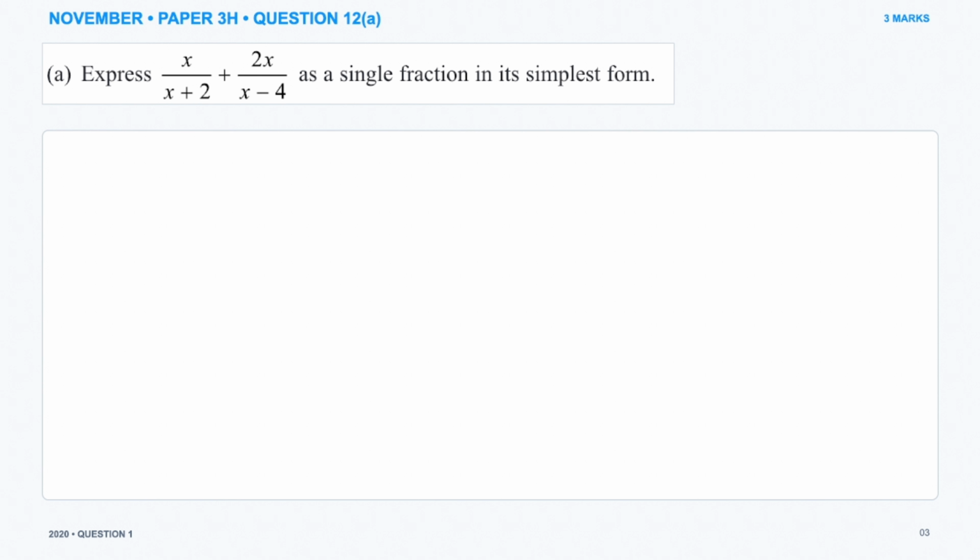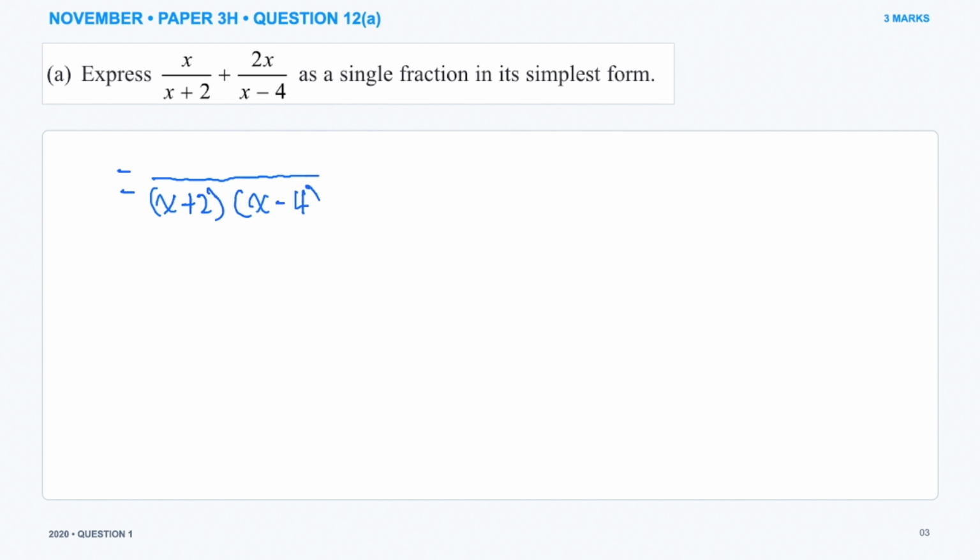For this question, we'll have to express the sum of these two fractions as a single fraction in the simplest form. So how do we do this? Well, firstly, we're going to have to find the common denominator. The easiest way for us to do this is to just multiply the denominators together.